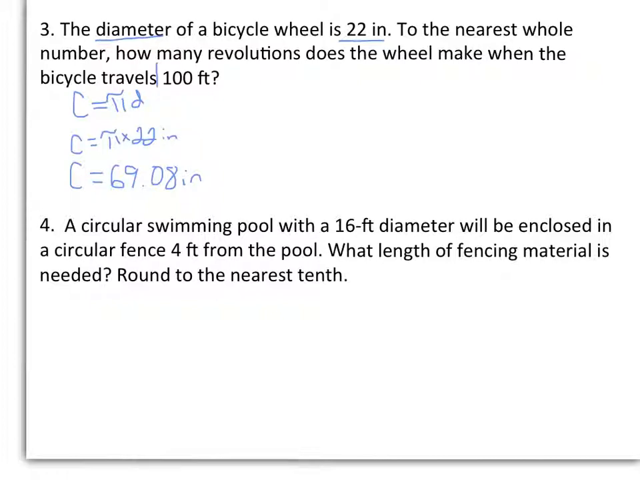Notice we want to know how many revolutions in 100 feet. So let's convert these inches to feet. Dividing by 12, we get 5.76 feet is the circumference of the bicycle wheel.